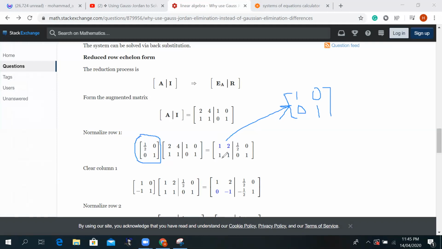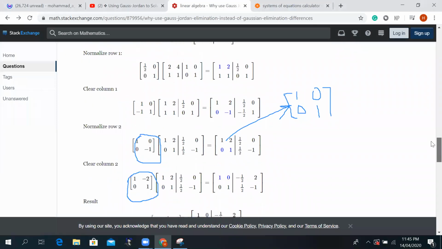So now to remove this one, I will do the clear column one. So clear column one is actually what I did is I took my row one, multiplied it with minus one, added it to row two. So if I do this using a matrix, then this is the matrix which is doing the row operation. After doing these row operations on this matrix, you got a 0 here and you got a minus 1. So in order to get a 1 here, I have to multiply this second row with minus 1. Now I will end up with 0, 1. So this is normalization. You see this matrix is doing normalization.